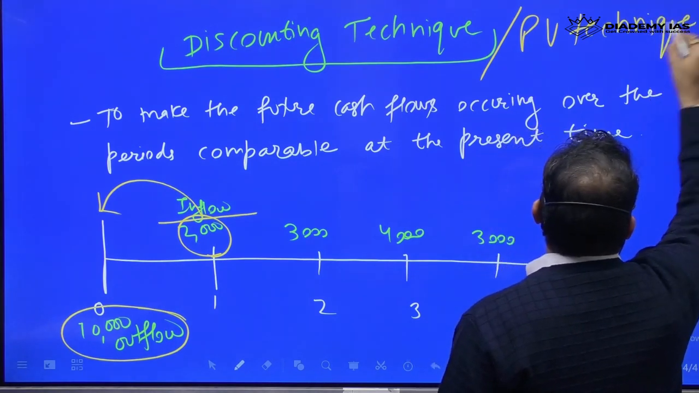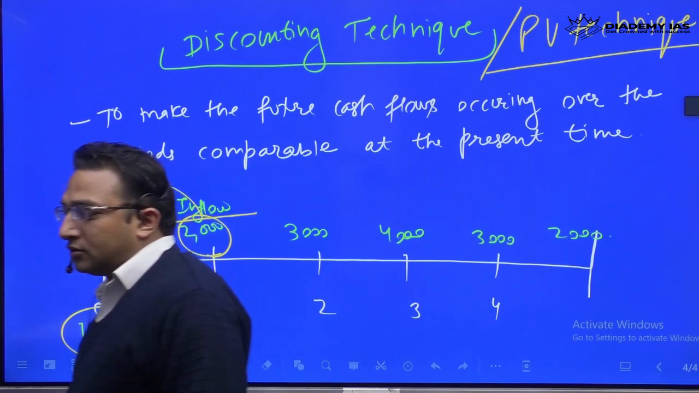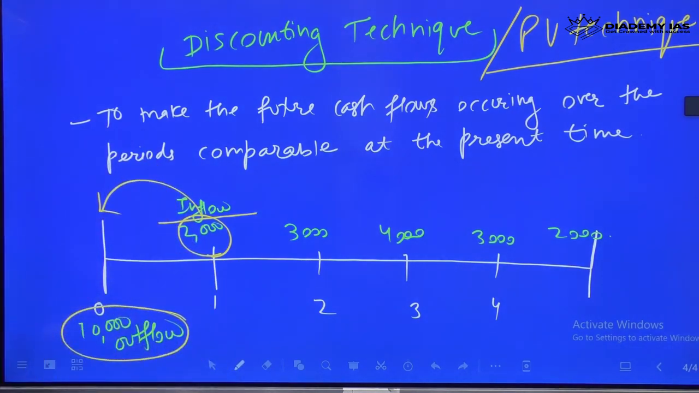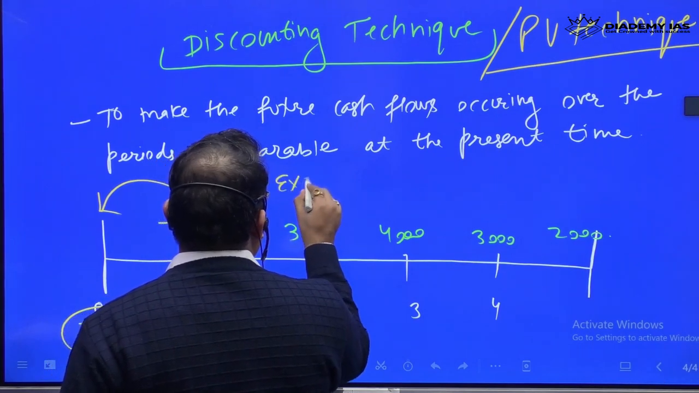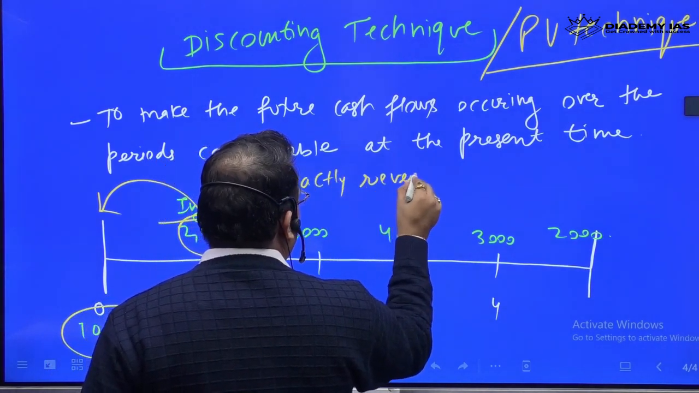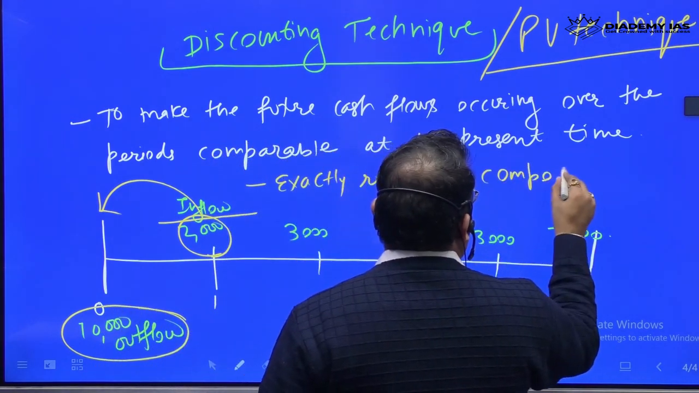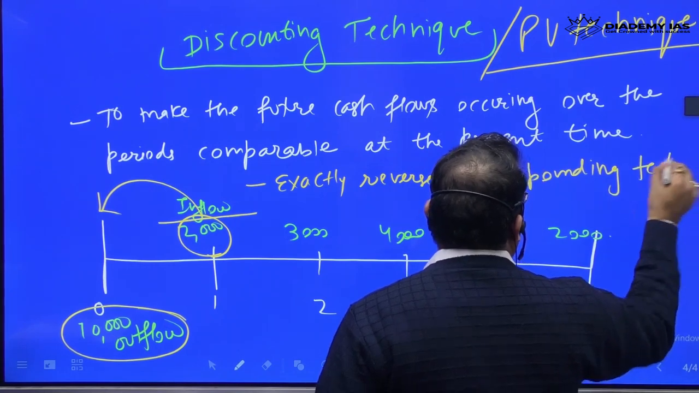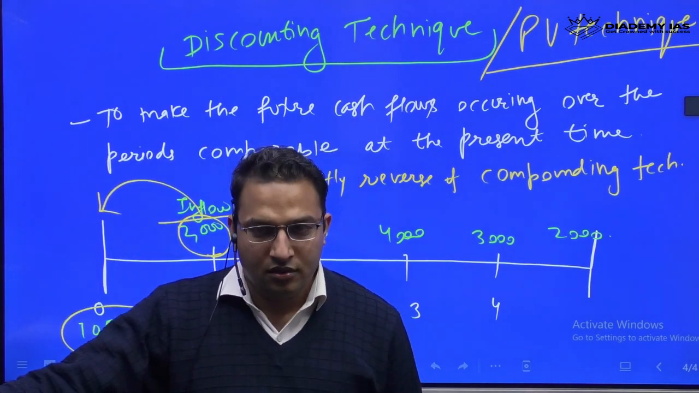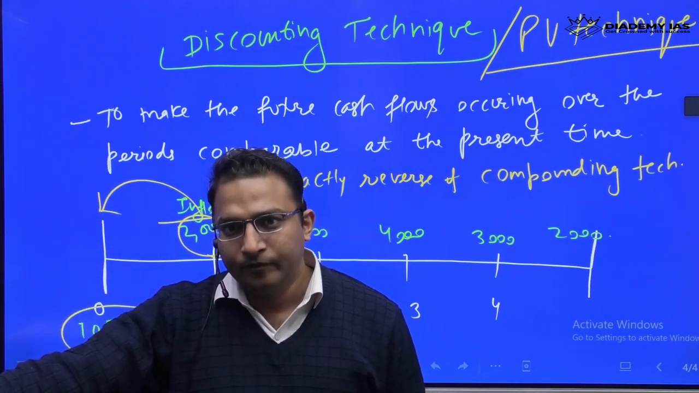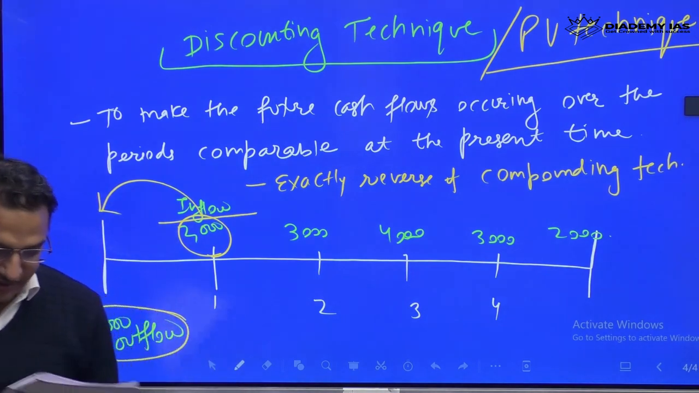And this is very, very helpful in the calculation of capital budgeting related issues and many other, like dividend and all. Okay, so the concept of present value is very, very important, and it will be applied in a good manner, right? This is basically, you can write exactly reverse of compounding technique, because in the compounding technique we are calculating the future value of present amount, and here we are calculating the present value of future amount. So the two are completely opposite concepts.